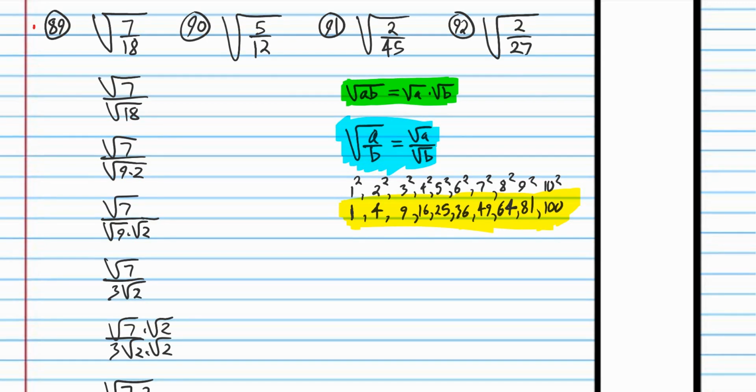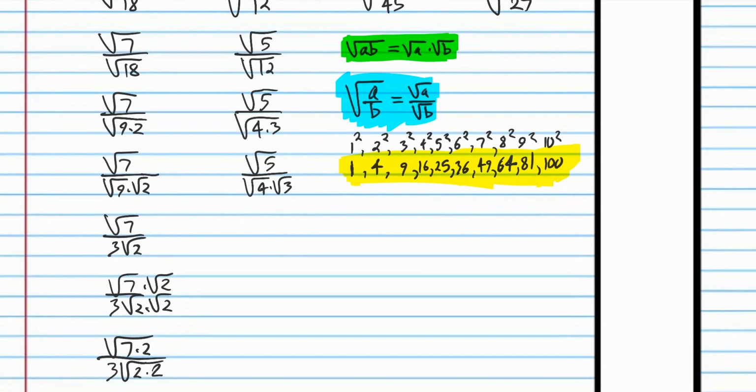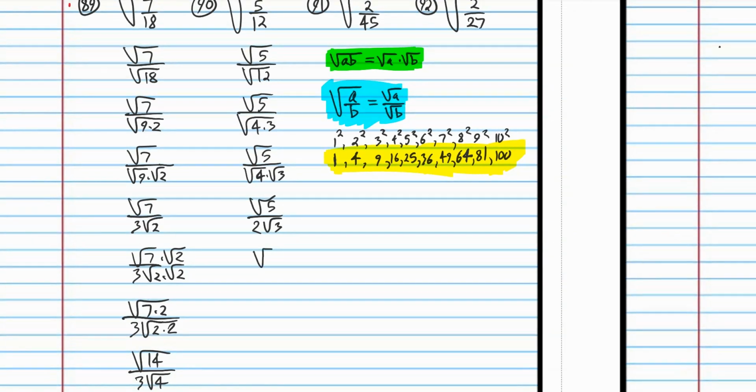All right, we're back. Use the blue equation. Pull out a perfect square. And we have root 5 over 2 root 3. And now we have to rationalize the denominator because you see that root 3 in the denominator? We can't have that. So we multiply by root 3 to get rid of the root 3. We end up with root 15 over, whoops.